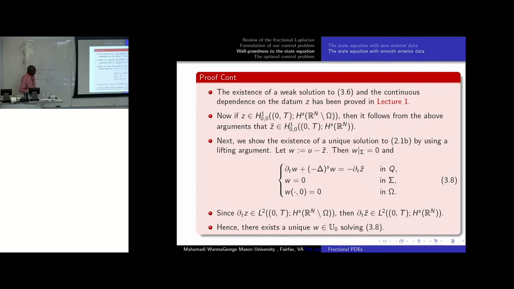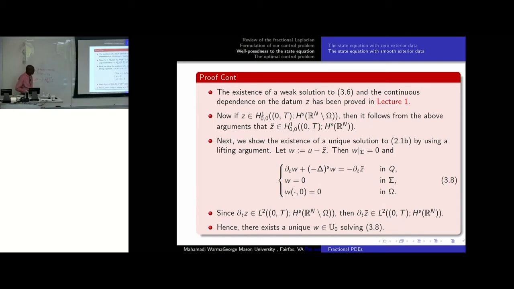But now, if we assume that Z depends on t, then we have that Z tilde is with values in H^s, as we have seen. Then we can use the lifting argument. We let W be u minus Z tilde. Then W is 0 outside.